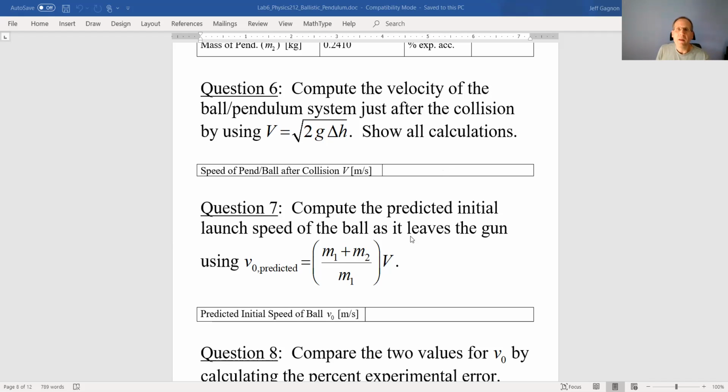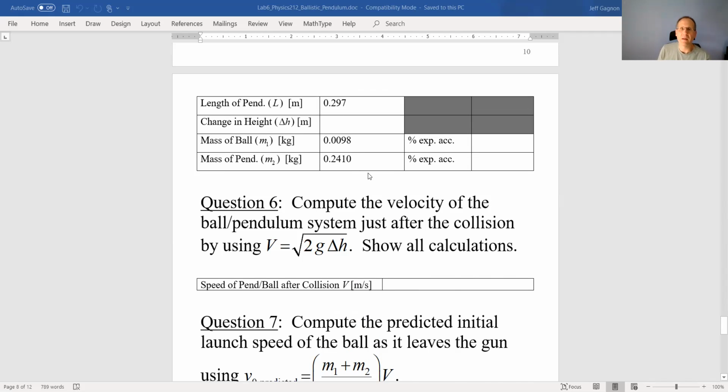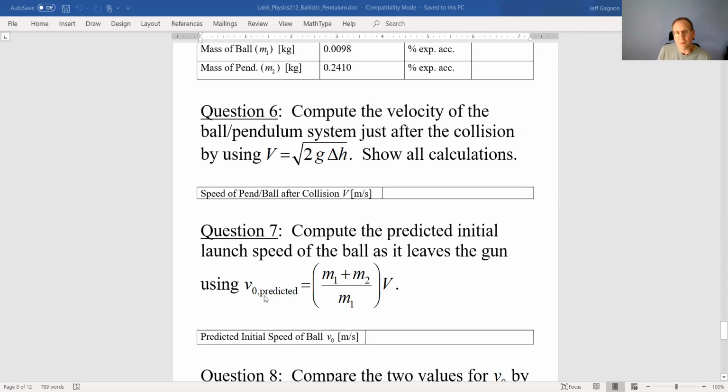Then once we have capital V, and we know the masses, remember, M1 is the mass of the ball, M2 is the mass of the pendulum. Those masses are given here. What we really want to get is the launch velocity or initial speed right after it's launched. So V naught, and we're calling that V naught predicted. So that'll go in here.